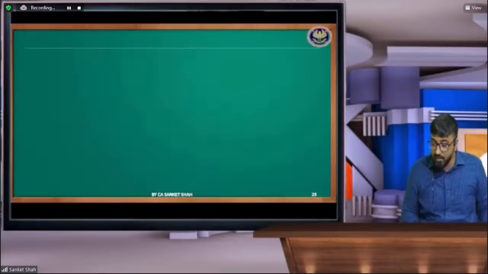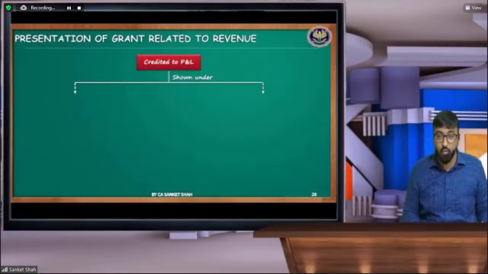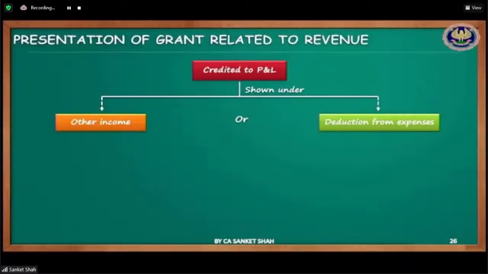Government grant related to revenue. Beta, if you are getting a government grant for day-to-day nature, day-to-day activities, so how to show it under balance sheet? No beta, you will credit it to profit and loss account. Under profit and loss account, either you record it as other income or deduction from expenses. Very easy. For day-to-day income, you will record it as other income, and otherwise you will deduct it from expenses.